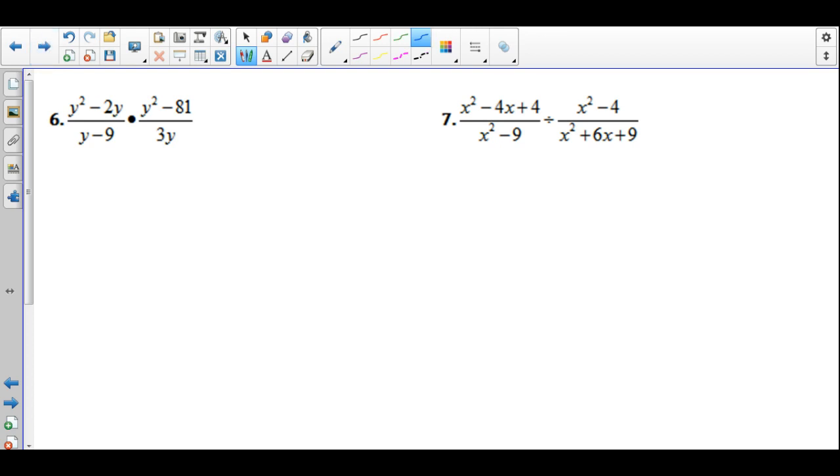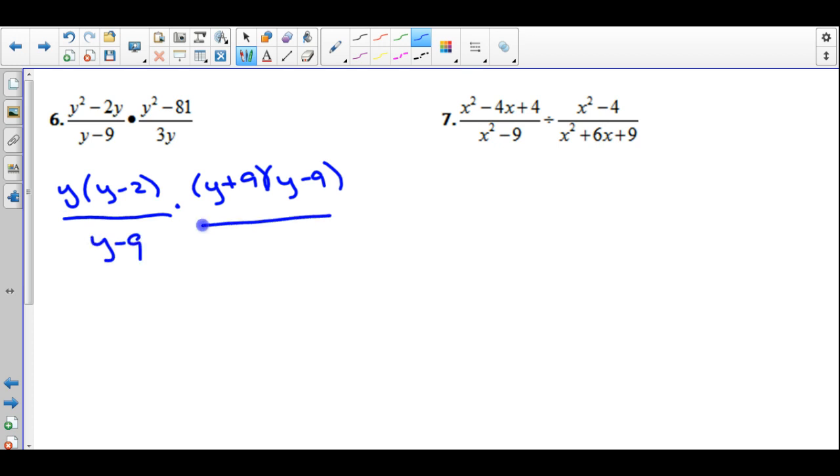Next one. Same thing, we'll factor first. So on the numerator, I'm going to factor out a y, and I'm left with y minus 2. And then I also am going to factor this perfect square binomial as y plus 9 times y minus 9. On the denominator, we'll just bring these down. Okay, so stating restrictions, I know that y cannot be 0 because of this one. And I also know that if I set this equal to 0, y would equal positive 9. So it gives us a restriction at positive 9 as well.